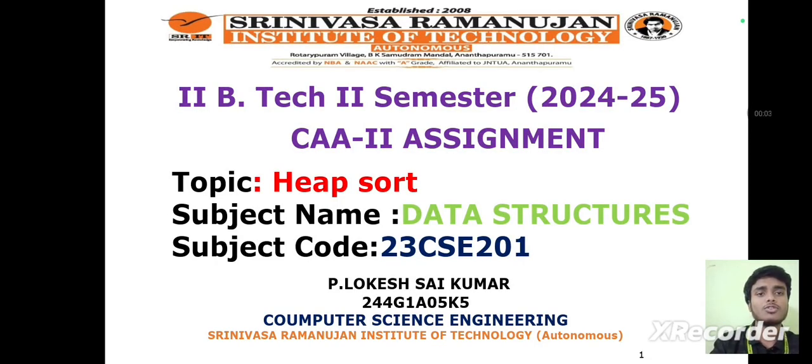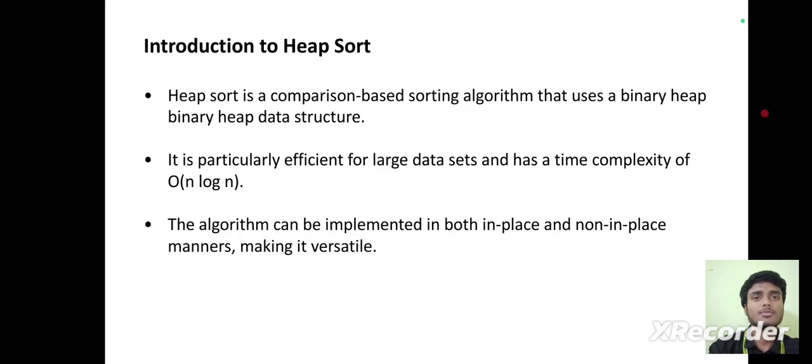Today I am discussing heap sort, subject name data structures. Introduction to heap sort. Heap sort is a comparison based sorting algorithm that uses a binary heap data structure. It is particularly efficient for large data sets and has a time complexity of O(n log n). It is the best time complexity. The algorithm can be implemented in both in-place and non-in-place manners, making it versatile.